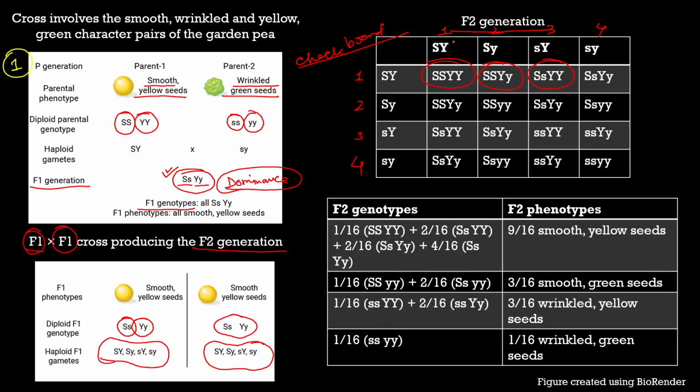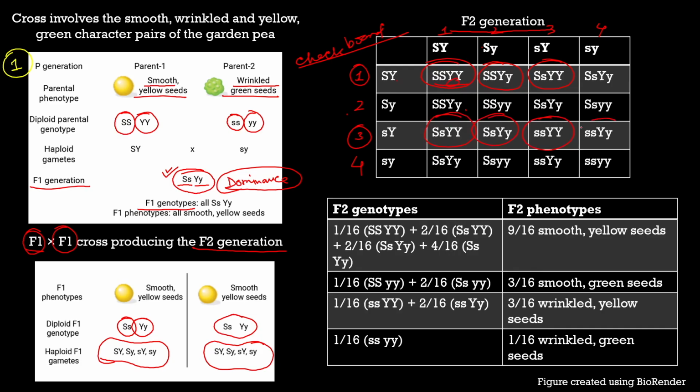So if the SY is meeting with SY, then you are going to produce this. If 1 and 1, this; 1 and 2, this; 1 and 3, this; 1 and 4, this. Similarly, 2 and 1 is this, 2 and 2 is this, 2 and 3 is this, 2 and 4 is this. Because in sexual reproduction, there's no reason that one will not breed with all of these 4. And similarly, the 3 is going to mix with 1, then you're going to have this. 3 is going to meet with 2, then you're going to have this.